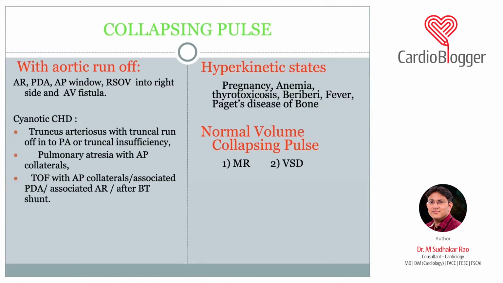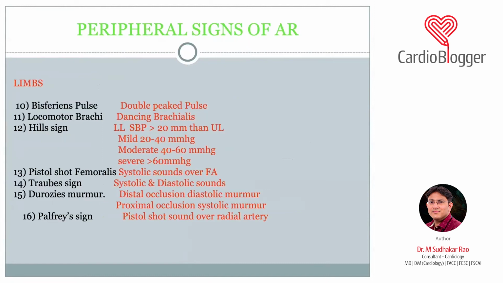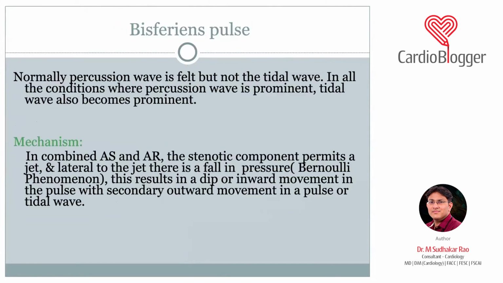And sometimes, as I already told you, a mini collapsing pulse. It's not a true collapsing because the volume is normal, pulse pressure is normal, only the amplitude is more. So it is seen in mitral regurgitation and ventricular septal defect. So these are the causes of collapsing pulse. I have already discussed this. I don't want to go into detail. The various peripheral signs of aortic regurgitation, I discussed two classes back. Now let's come to the second most important pulse, the bisferiens pulse.